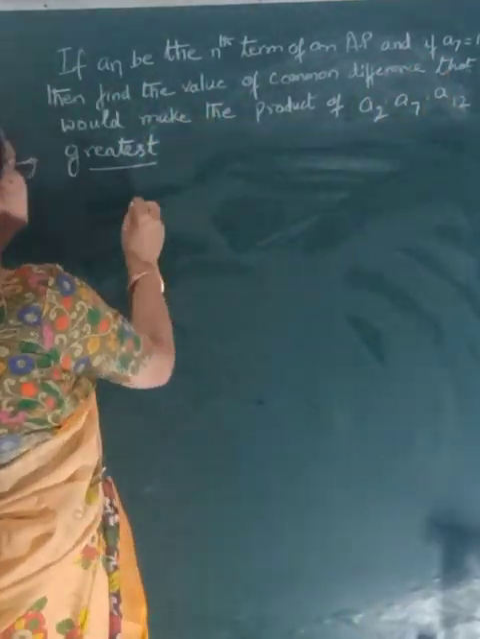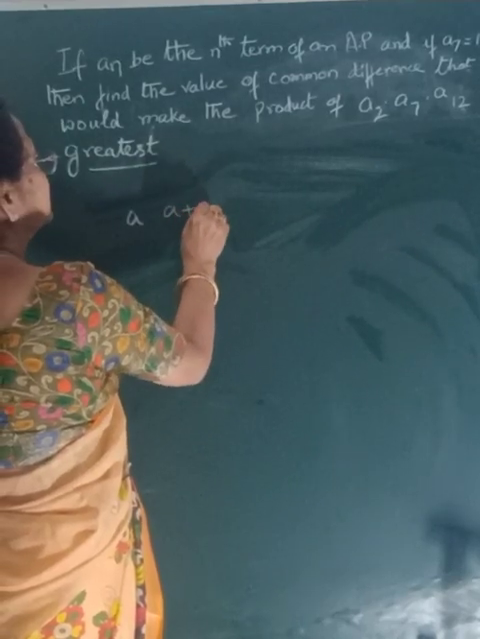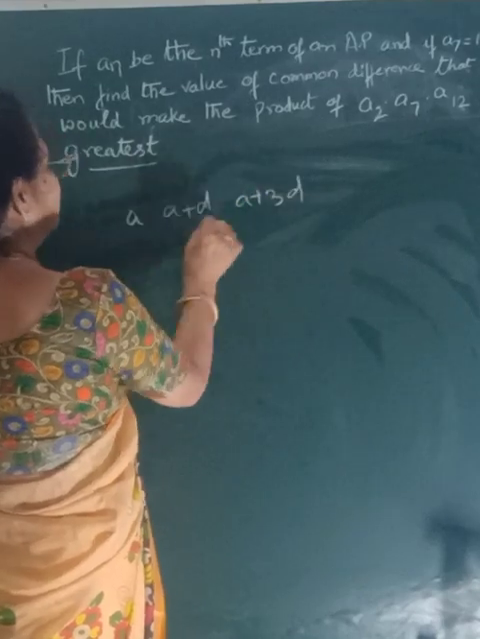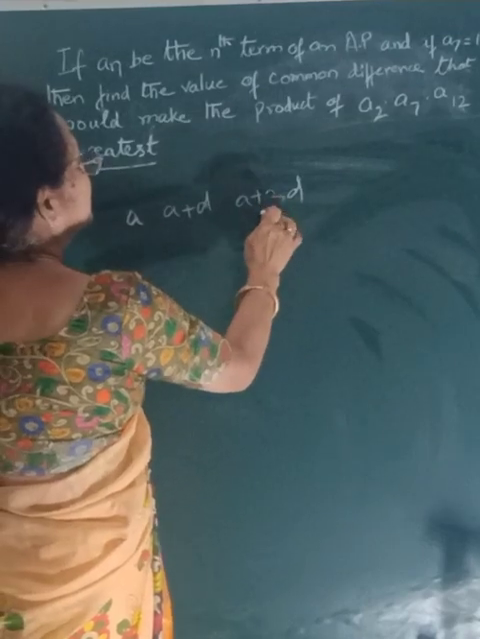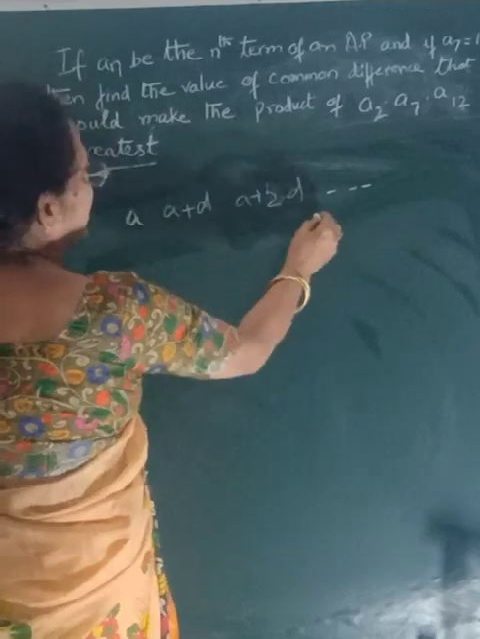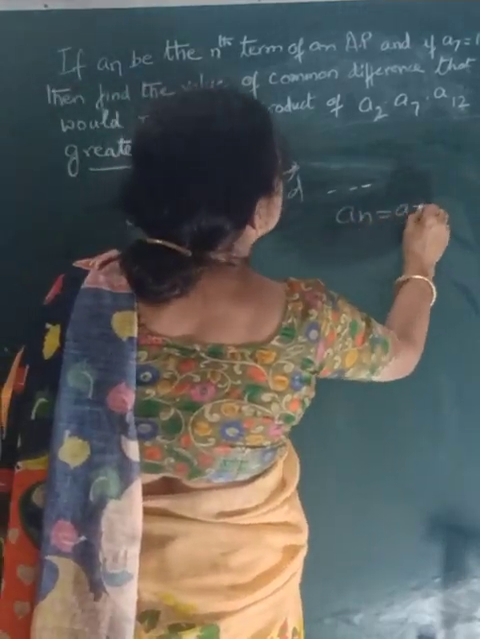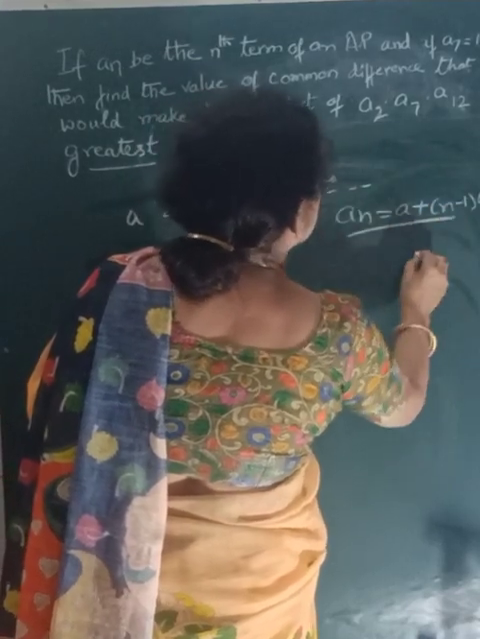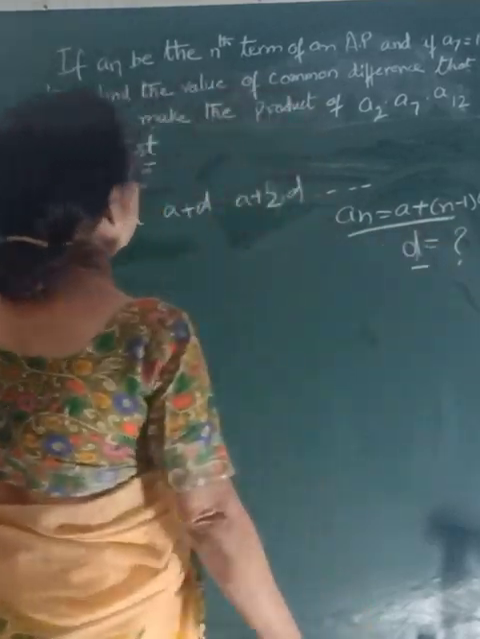We are given, let us suppose, the first term is A, then A plus D is the second term, A plus 2D is the third term, and so on. So A_n can be written as A plus (n minus 1) into D, where D is the common difference. It is to be found. ये हमें find करना है.